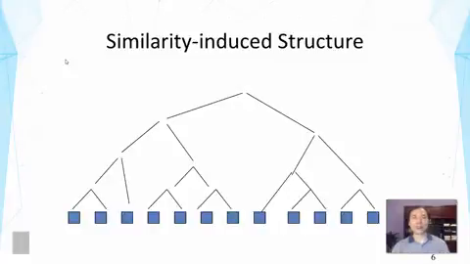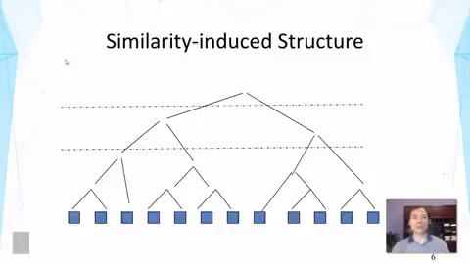Now, depending on our applications, we can use the whole hierarchy as a structure for browsing, for example. Or we can choose a cutoff, let's say cut here to get 4 clusters. Or we can use a threshold to cut. Or we can cut at this high level to get just 2 clusters. So this is the general idea.